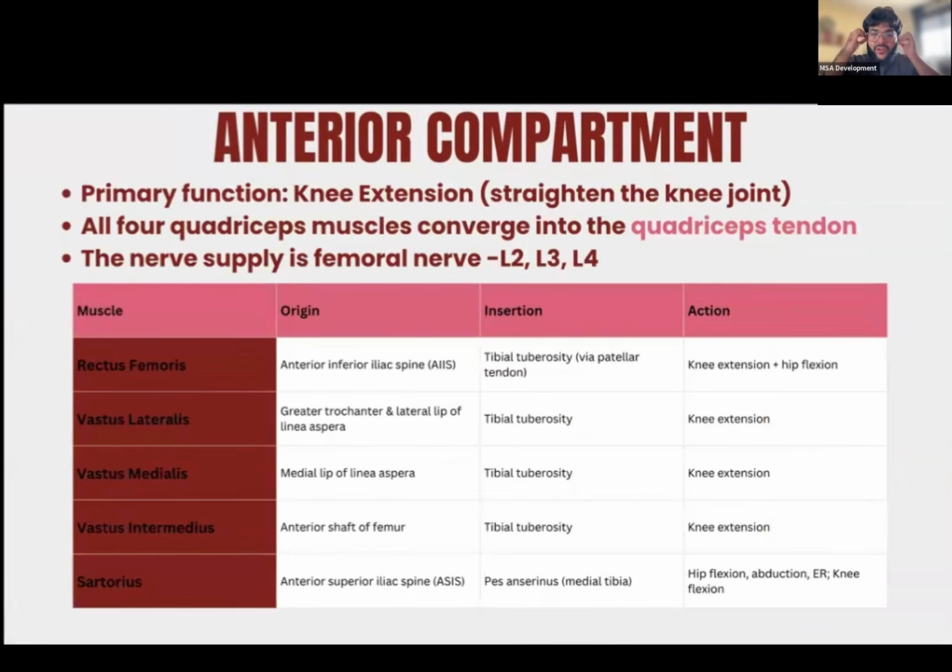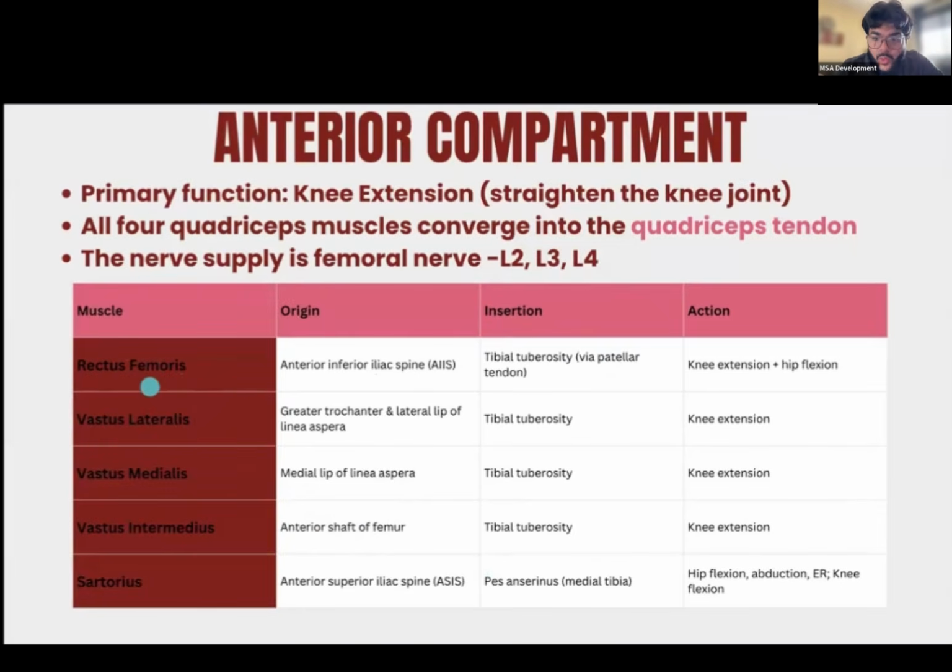The primary function of the anterior compartment is to extend the knee. All of these muscles are innervated by the femoral nerve and branches of femoral nerve roots L2, L3, L4. The four quadriceps muscles basically all converge together to form the quadriceps tendon. This quadriceps tendon will attach to the patellar tendon, which then will attach to the tibial tuberosity. I'll talk about this later. So, let's take each of these muscles.